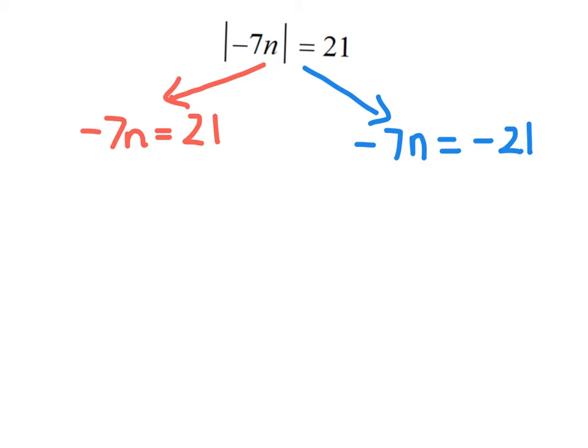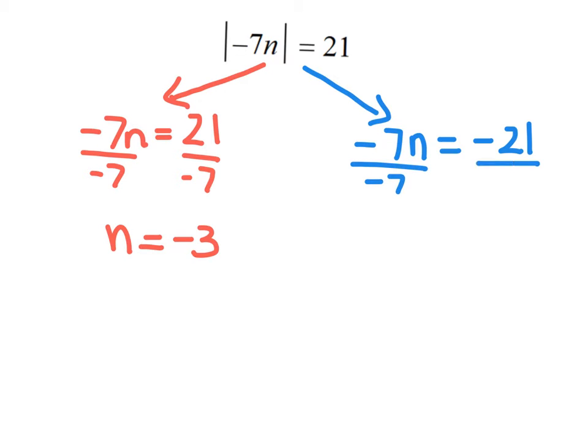Then you're going to solve each equation. To solve my equation on the left, I would divide both sides by negative 7 to get n equals negative 3. And to solve my equation on the right, I would divide both sides by negative 7 to get n equals positive 3.